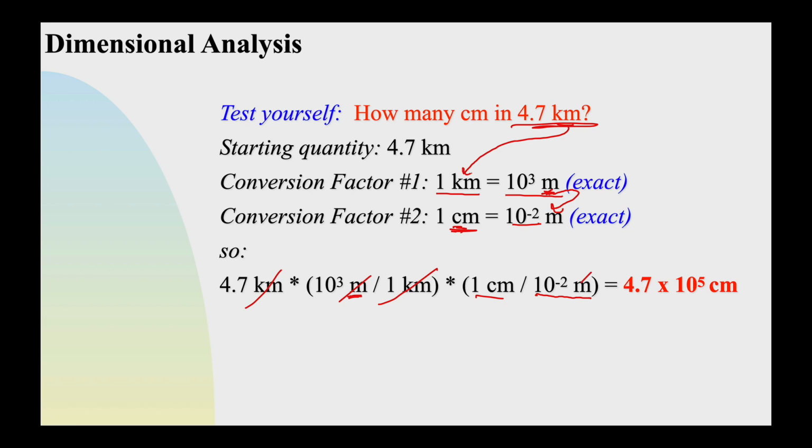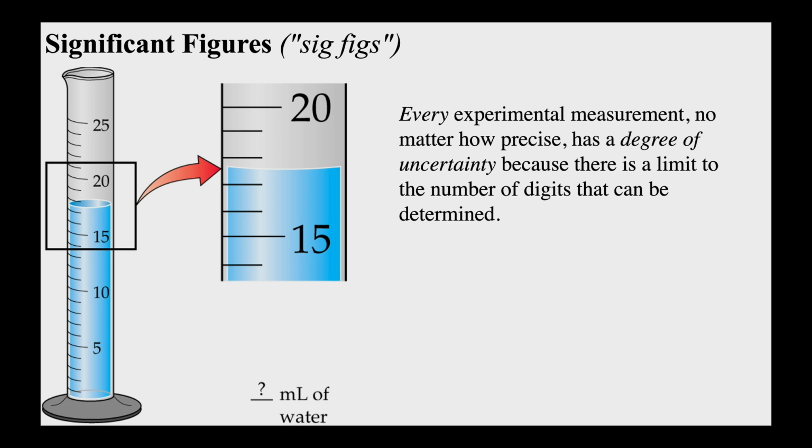And all the problems we're going to do in chemistry are like this, all right? You're starting with one thing. You want to convert it to something else. You need more, sometimes one, sometimes more than one conversion factor. This is how you get to the final answer. Now, significant figures is the last thing I want to talk about real fast, and this is also really important.